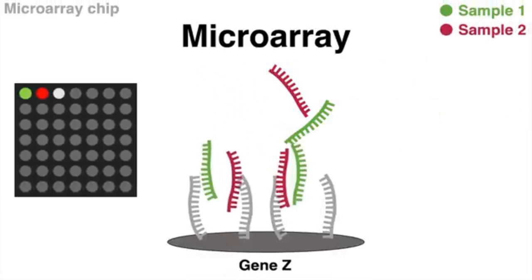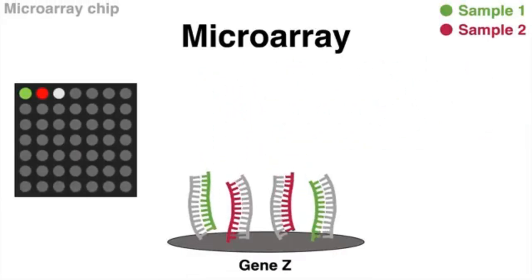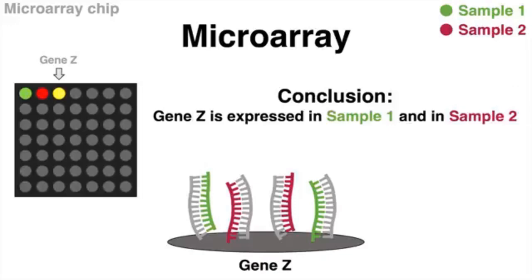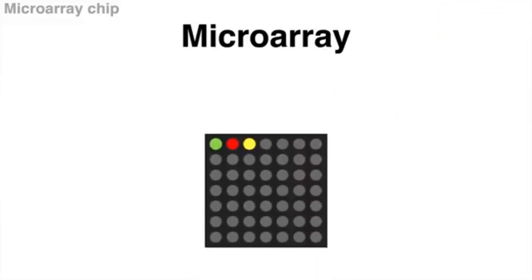The third possible scenario is that both samples contain molecules that may hybridize with a gene's probe, as shown here for a hypothetical gene Z. After laser scanning, the spot of gene Z looks yellow because both fluorescently labeled samples are present after washing. This result tells us gene Z is expressed in both samples, in the healthy tissue and also in the tumor tissue. In reality, the cDNA sample is added to the whole plate in one step.